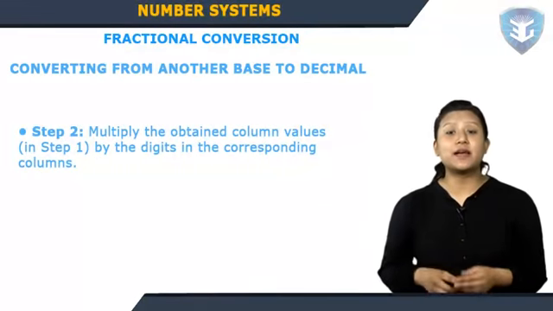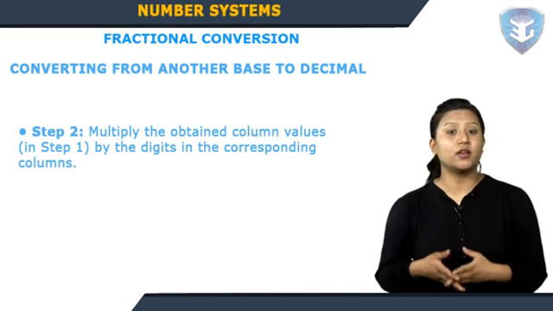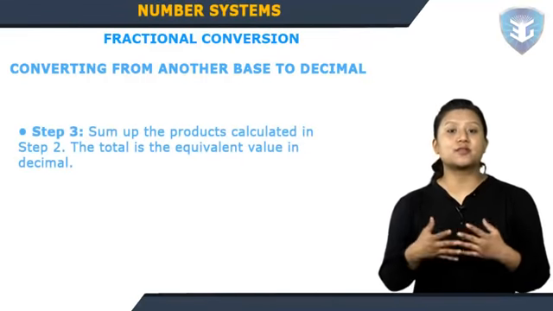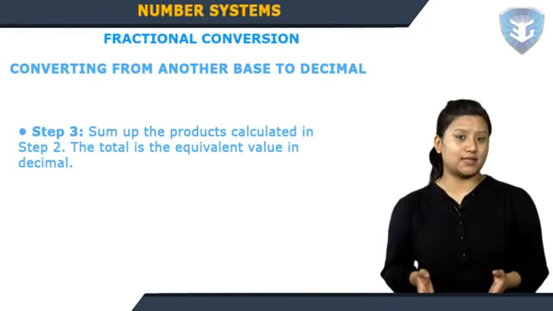Step 2, you multiply the column values obtained in step 1 by the digits in the corresponding columns. Step 3, you sum up the products calculated in step 2. The total is the equivalent value in decimal.